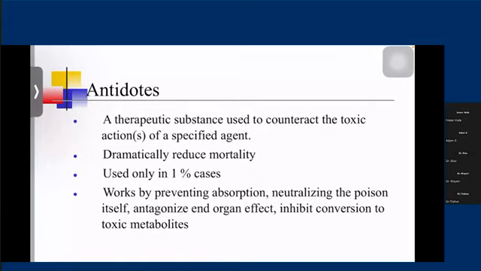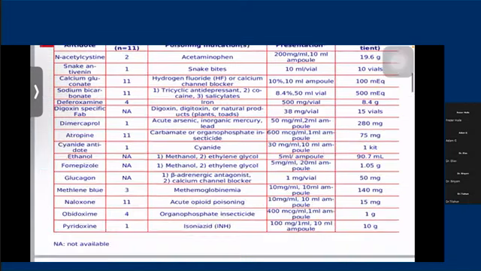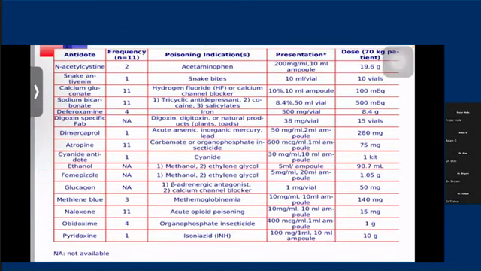Antidotes work by preventing absorption, and there are also those which act by neutralizing the poison itself, those which can antagonize the organ effect, and those which inhibit conversion to a toxic metabolite. So there are different ways in which an antidote works. We have to know the antidotes. These are the few poisonous agents which have an antidote.